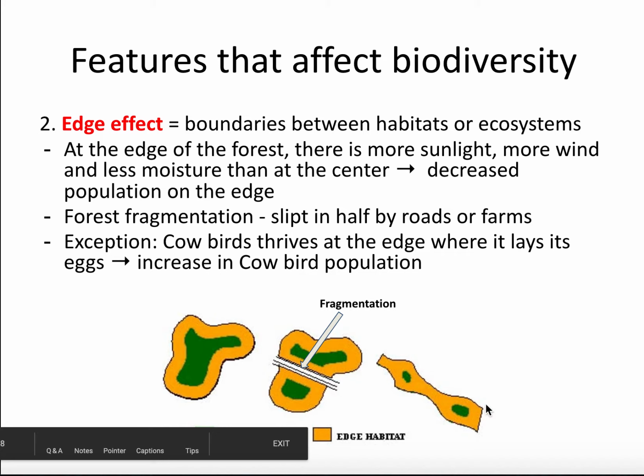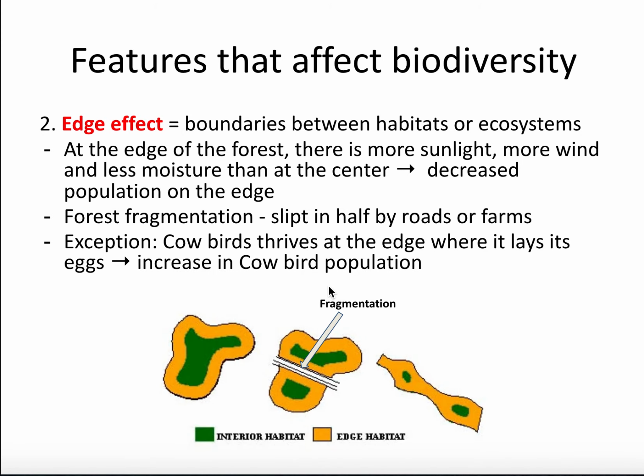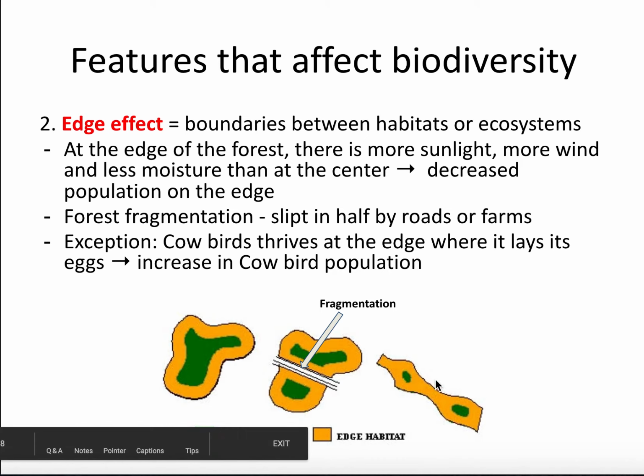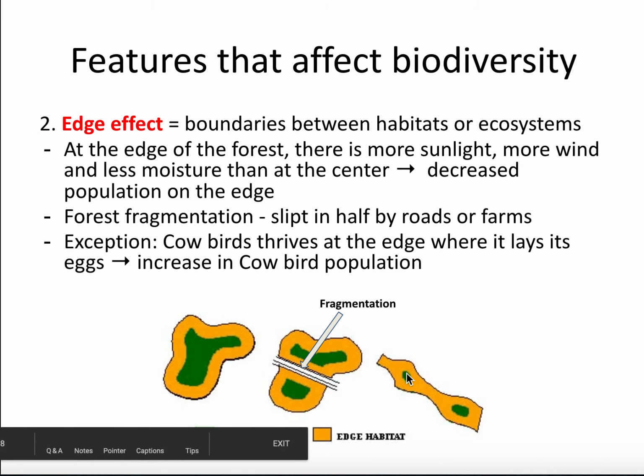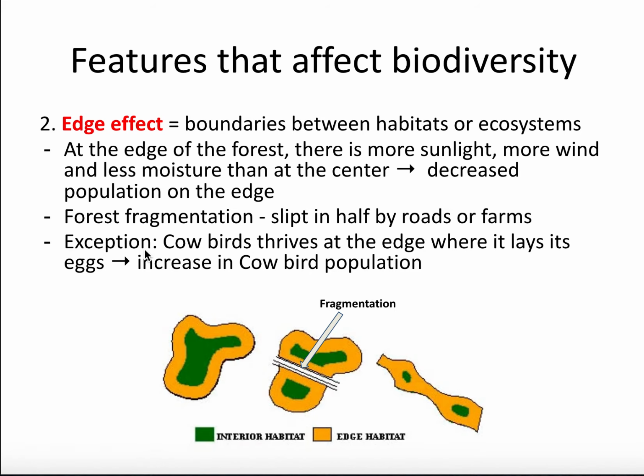This is another example because it's an elongated shape, okay? But you can see that this, because it's elongated, it's going to have different edges here. There's not this thicker spot in the middle where you would have more species that are protected and can have an optimal zone. So an exception to this rule about edge effects decreasing biodiversity, cowbirds actually thrive at the edge because they lay their eggs there, and they do very well there, and it would increase the cowbird population. But that's an exception to the rule for biodiversity.